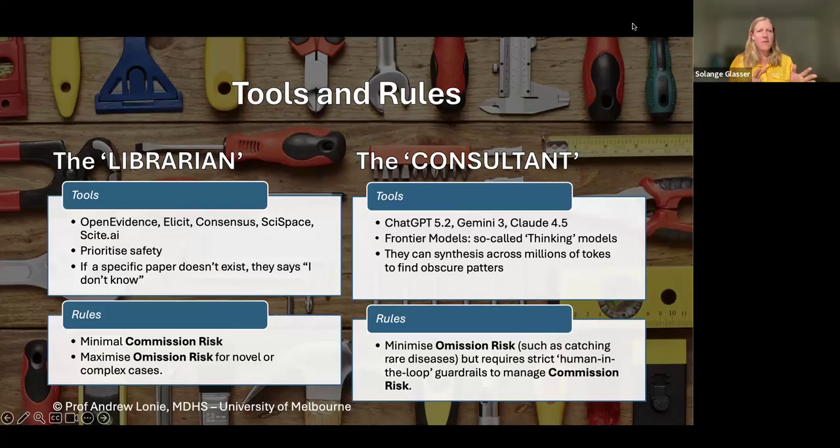So this is our OpenEvidence, our Elicit, Consensus, SciSpace, Cite AI. And what they do is they're prioritizing safety. So if a specific paper doesn't have the answer to your question, these tools are going to respond to you, "I don't know. That information is not in the papers that you've uploaded. It's not in this retrieval augmentation generation system, this RAG system."